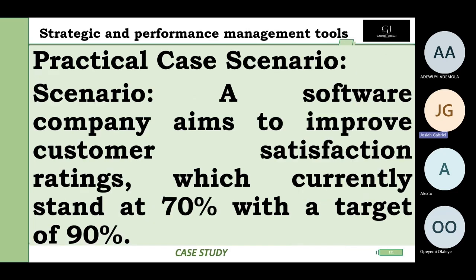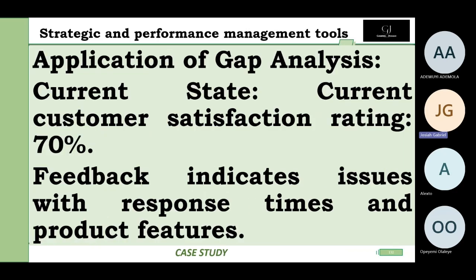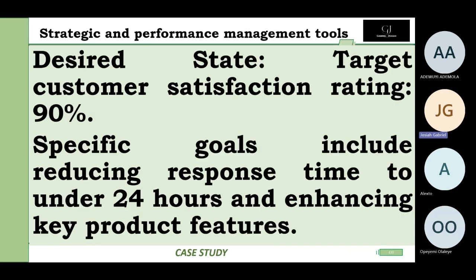So a practical scenario, for example: a software company aims to improve customer satisfaction ratings, which currently stands at maybe 70%, with a target of moving to 90%. So the application of gap analysis is that the current state is a 70% satisfaction rating. The feedback indicates issues with response times, TATs, which is turnaround times, and maybe product features. The desired state is a 90% customer satisfaction rate.